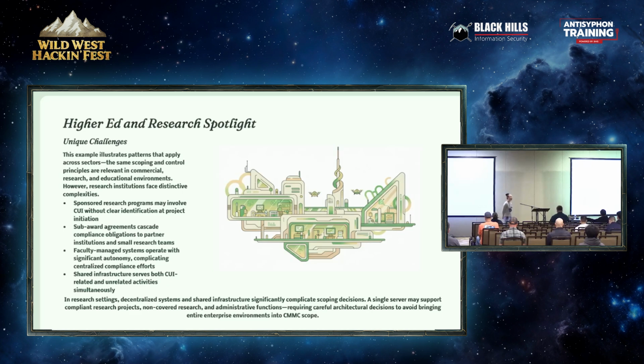So when you're trying to properly scope for a large accreditation effort like this, you find out very quickly how much shadow IT and how much autonomy the faculty managed systems can cause you. Can cause you problems for sure. Again, like I said previously, shared infrastructure that is serving both CUI and non-CUI purposes can really create problems when we're trying to scope.